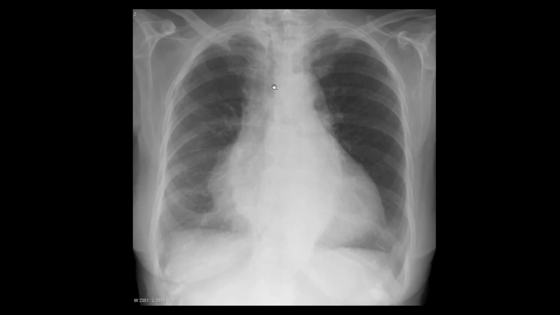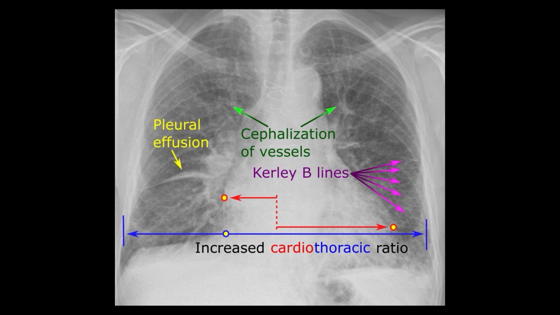Note that this is a PA X-ray, the correct type for diagnosing cardiomegaly. An AP X-ray magnifies the heart, and you can't make an accurate estimation of the size of the heart. There you can see everything nicely depicted on one diagram.